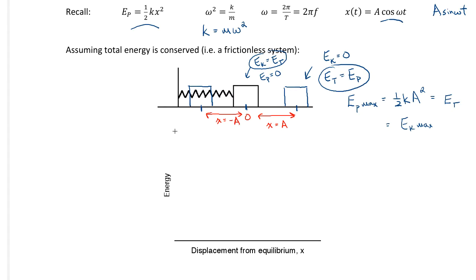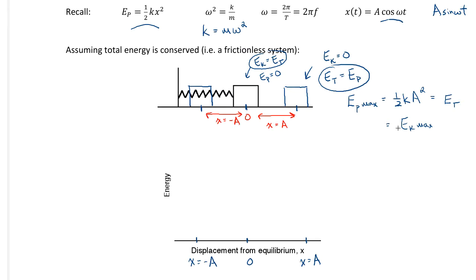Now we can think of all of this on a graph of energy versus displacement from equilibrium. I'm going to mark the equilibrium position here, and then I'm going to mark the extremes. This is x is equal to a, and this is x is equal to negative a.